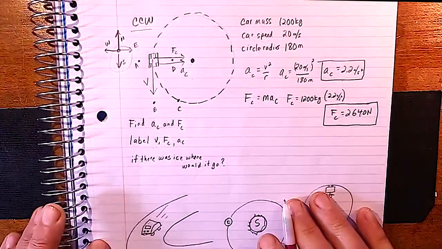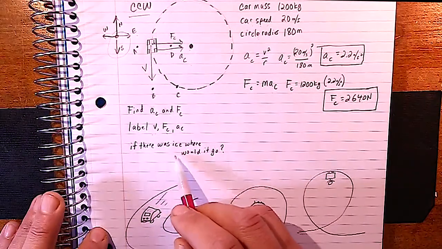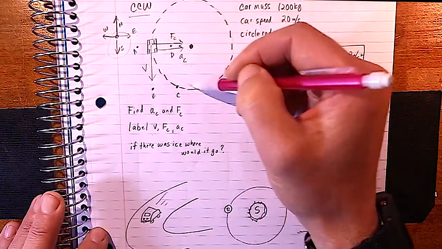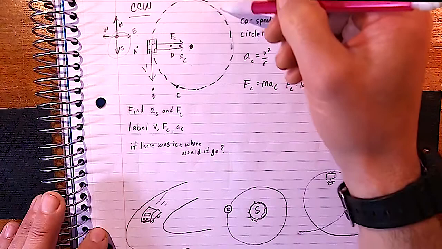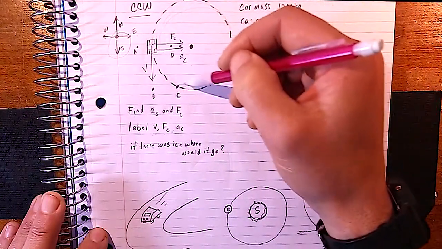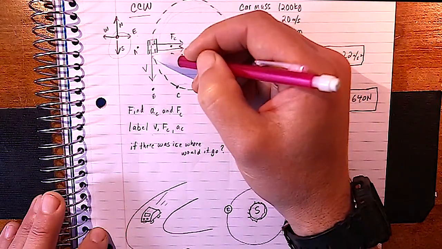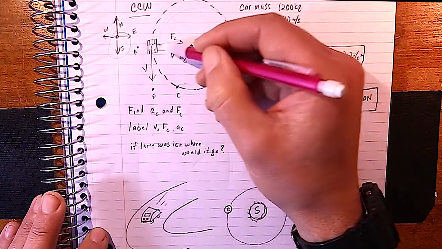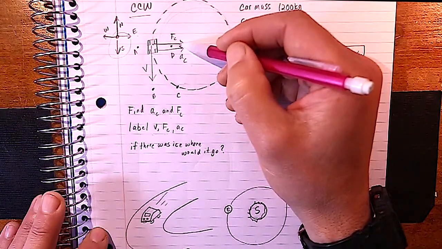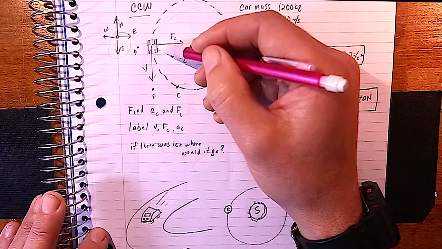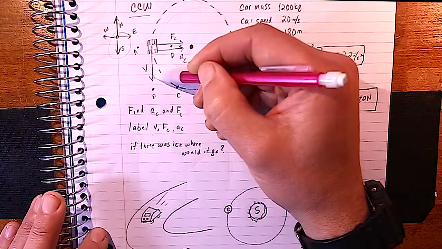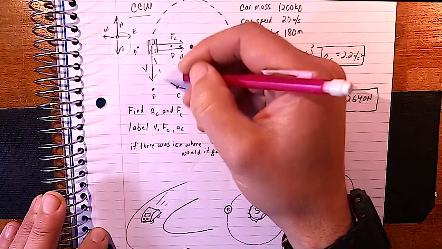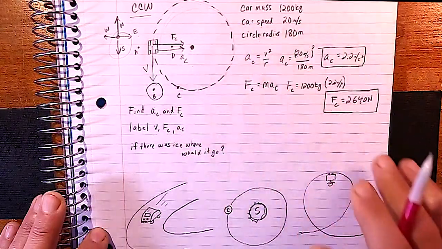The last question says, if there was ice, so let's say this car is going around this circle and friction is what is driving the car around the circle, and the car hits a patch of ice, there's going to be no friction to push it to the center. So therefore, what direction is it going to move? Straight. And the car is going to go off of the curve and land at point B.